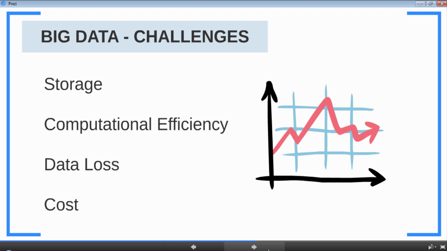Finally, the cost and the most important challenge. You're going to need a lot of storage space and a lot of computational power. So your solution that you plan to use should be cost effective.